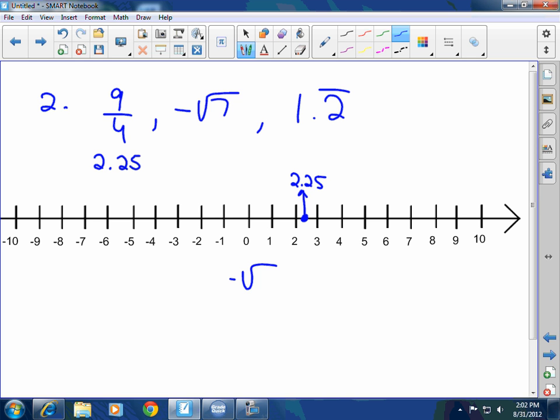Negative radical 7. Okay, negative radical 7 is between negative radical 4 and negative radical 9. So that's between negative 2 and negative 3. So we can estimate that that's negative radical 7. You didn't need the exact value. If you were looking for the exact value, well, then that would have been pretty easy too. Square root of 7 is a little bit closer to the square root of 9 than it is to the square root of 4. So you would start with 2.5 or above.